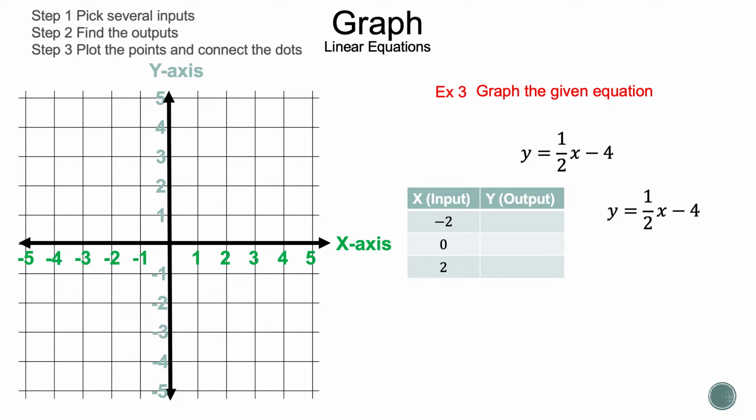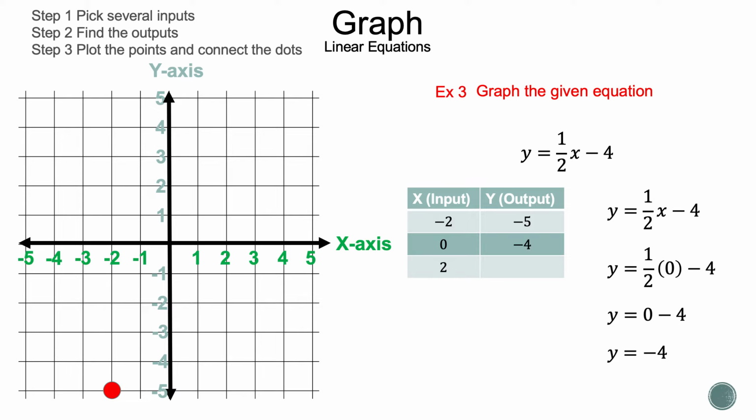So we put our equation down so we can start working. Substitute -2 into the variable. Now we have 1/2 times -2 minus 4, and 1/2 times -2 is -1, and now we have -1 minus 4, and the result of that is -5. Plug that into the table, graph our point -2, -5, move on to the next input, which in this case is 0. So now we have 1/2 times 0 minus 4. 1/2 times 0 is 0. So now we have 0 minus 4, and 0 minus 4 is -4.